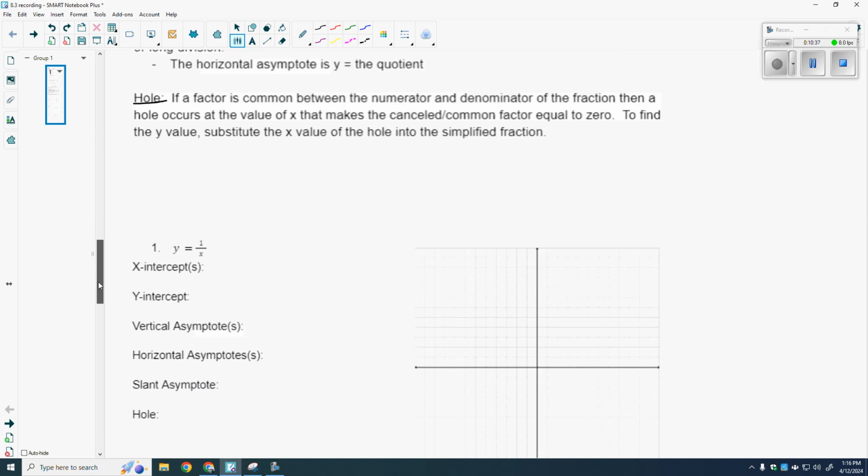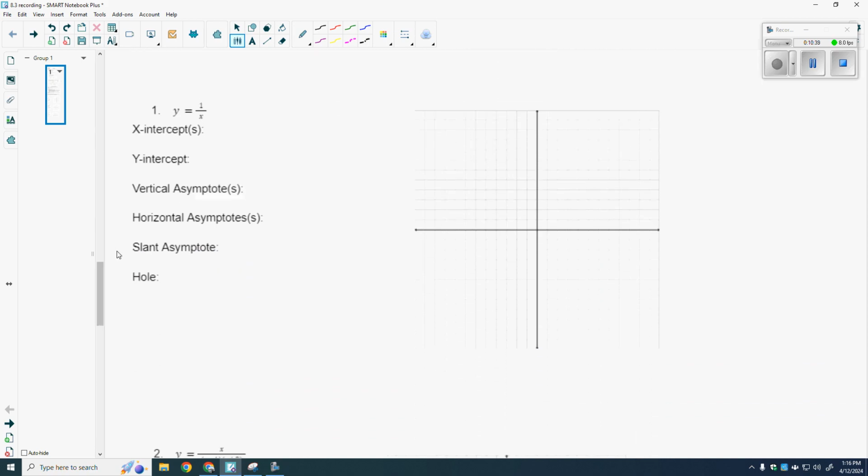Question number 1. The most basic rational function. So let's define that word rational. Some of you know, back from whenever you heard the word, a rational number is a number you can write as a fraction, in fraction form. So a rational function is a function that's in fraction form. So my most basic one, y equals 1 over x.